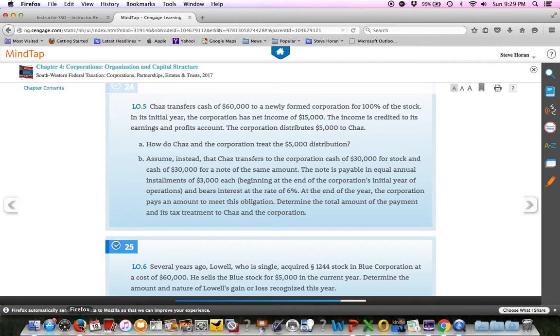Therefore, Chaz recognizes $1,800 worth of interest income on the receipt of the $4,800 payment. $3,000 is not taxable because this is a return of principal. So of course it's not taxable to him. He's just receiving his principal back. But the $1,800 is taxable interest income.